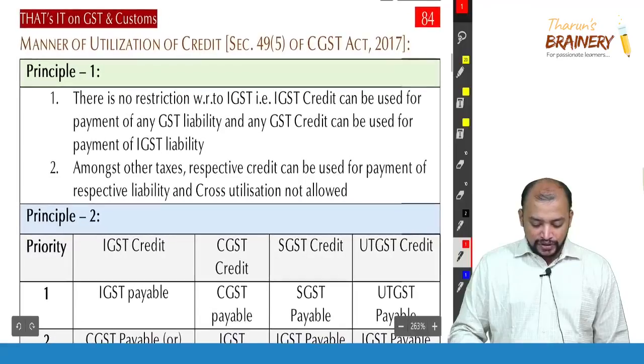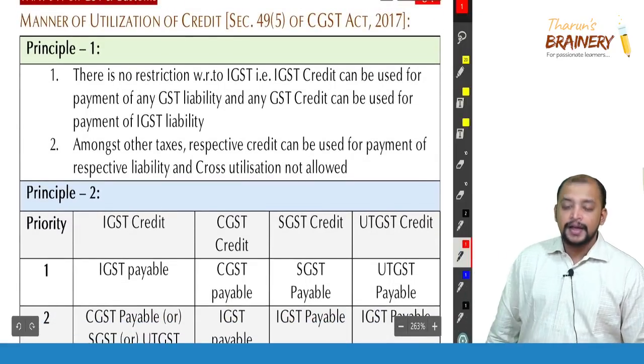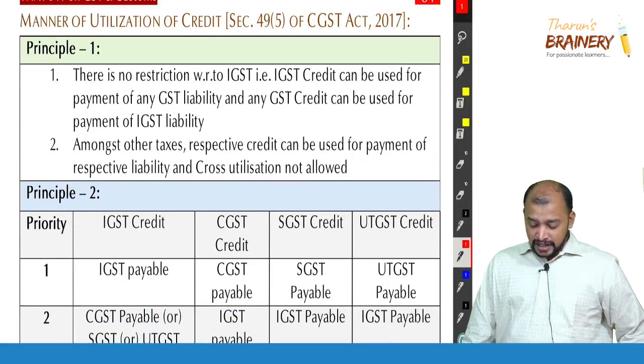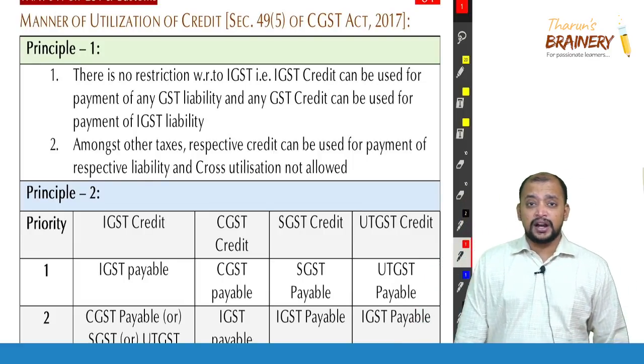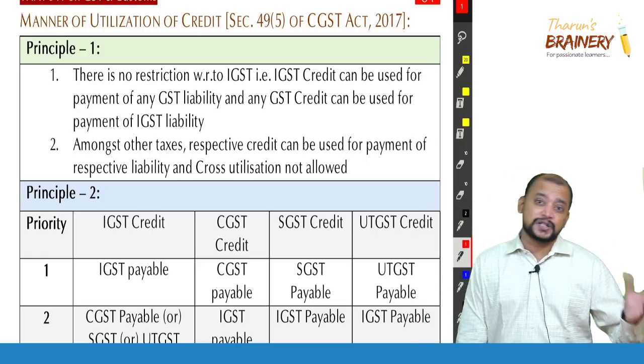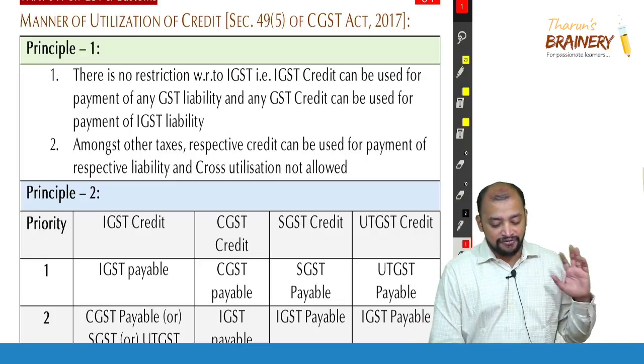Now we are looking into the next area, the manner of utilization of credit. This manner of utilization of credit is not given anywhere in the input tax credit sections, but is given in Section 49 sub-section 5.